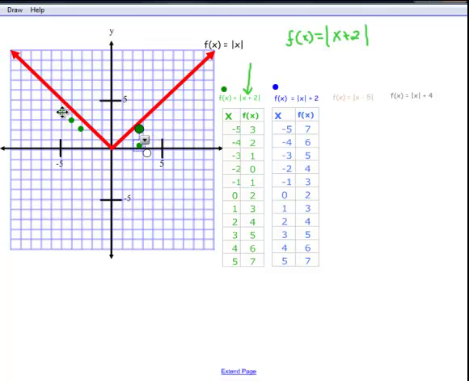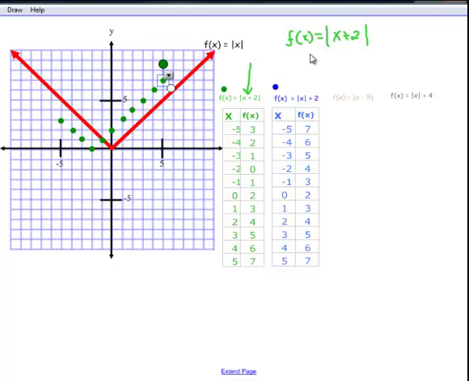Whoops. Let's do this again. -5, 3 is right there. And -4, 2, and there I was off by 1. And then -2, 0. And then -1, 1. And then 0, 2. And then 1, 3. And then 2, 4. And then 3, 5. And then 4, 6. And then 5, 7.